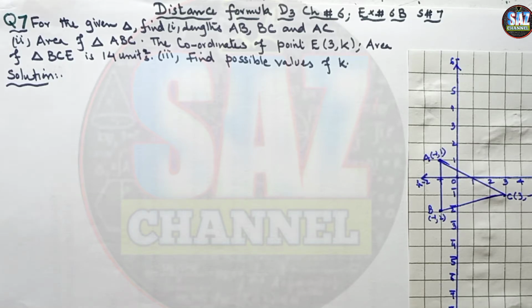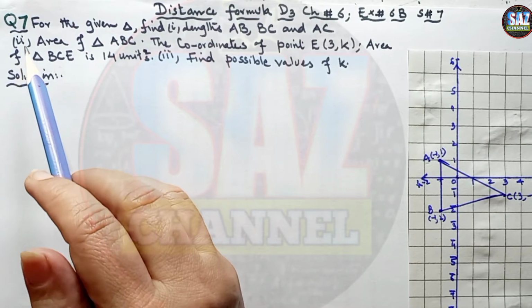This is my 7th lesson of D3, chapter number 6, exercise 6b, that is the application of distance formula. In this lesson, I will solve question number 7. Let's read the question first and let's understand the question.